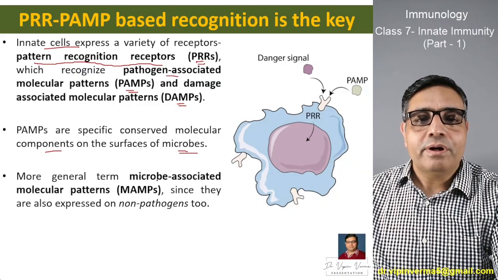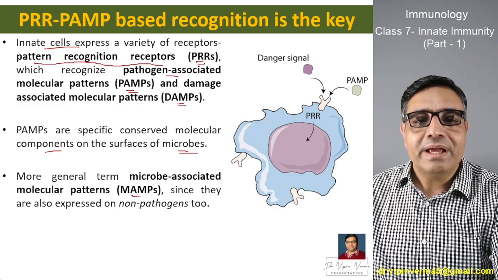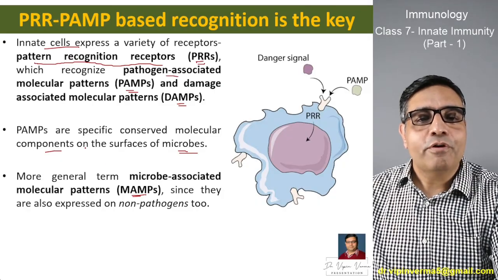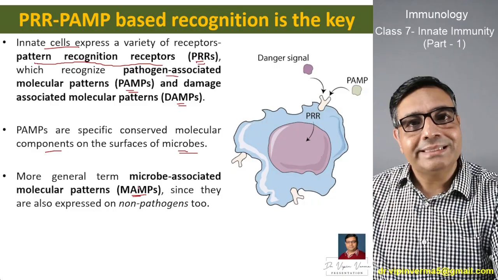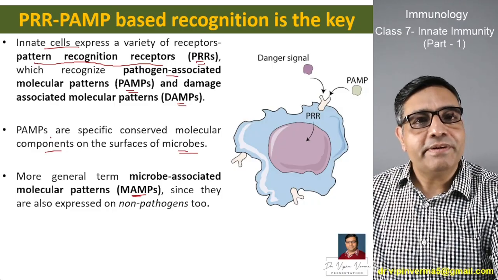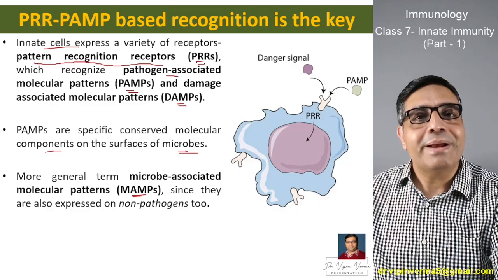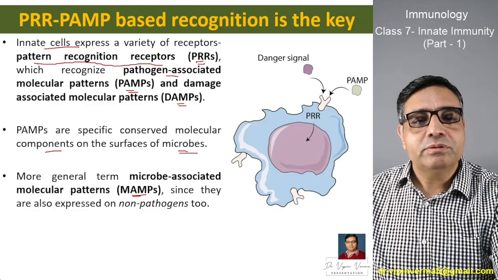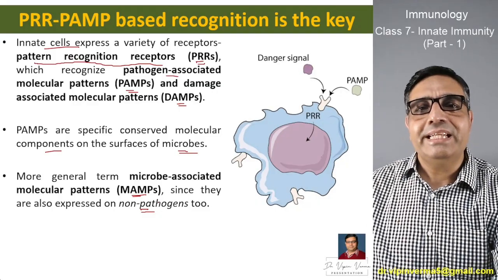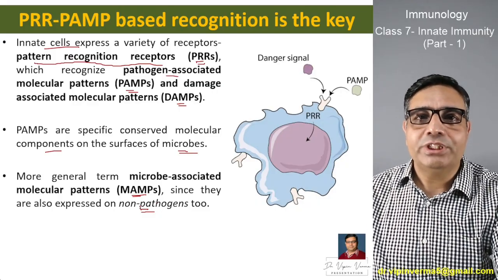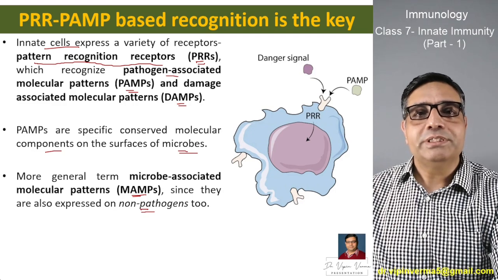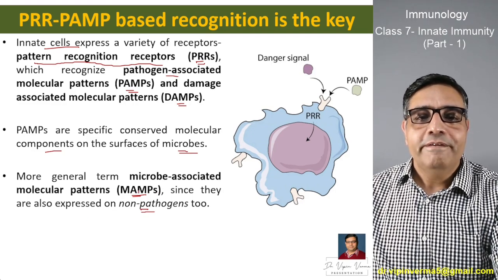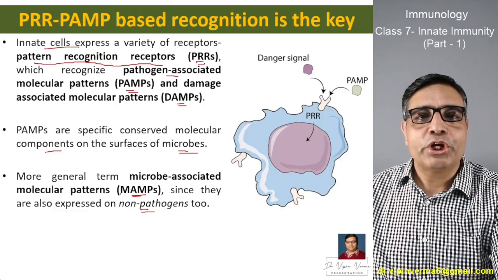A more general term for PAMs is microbe associated molecular pattern, or MAMs. So whether we use the term PAM or MAM, both are the same. But PAM is a bit more specific because PAM is associated with the pathogen, while MAM is associated with the microbe. And why? Because some microbes are non-pathogens too. Not necessarily all microbes are pathogenic. So that's why we use a broader term, MAMs, or microbe associated molecular pattern.